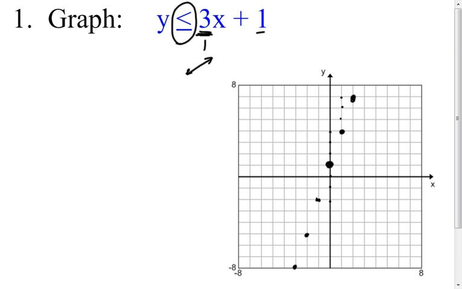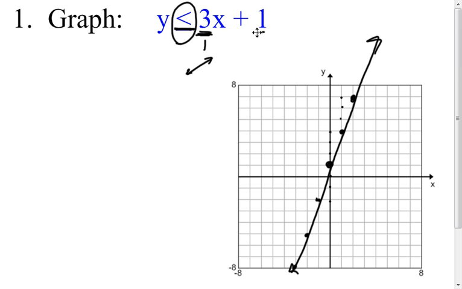Okay, then based on this symbol right here, you're going to decide, should I connect that with a solid or a dotted line? And if it's underlined, do you see how this is solid under here? Then you're going to connect those dots with a solid line. Okay. And then also based on that symbol, you're also going to decide whether you should shade above or below the line. And the only way this works, though, is to have it in y equals mx plus b form. It has to be that way, that y has to be on the left-hand side. Because it is less than, you're going to shade below the line.